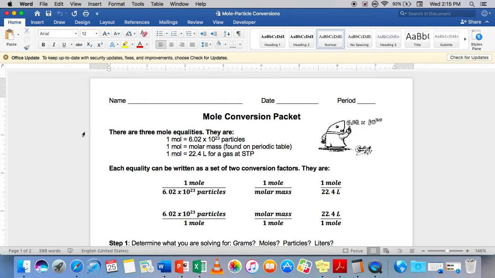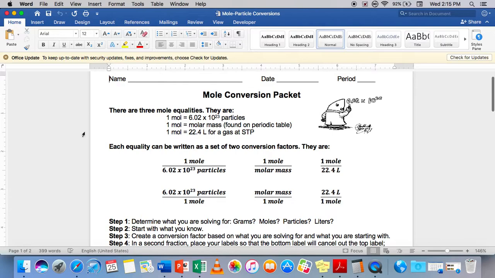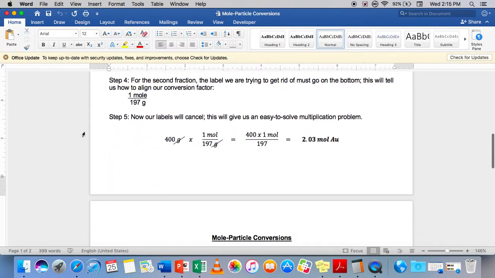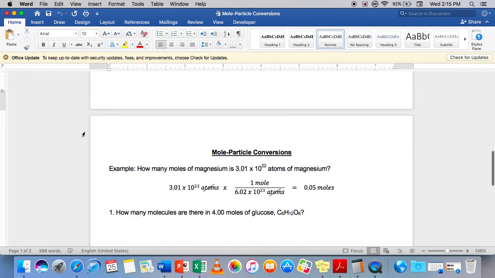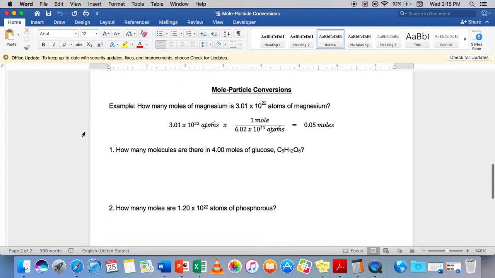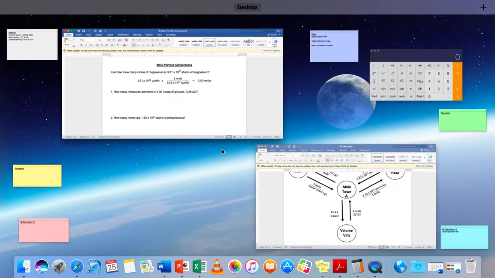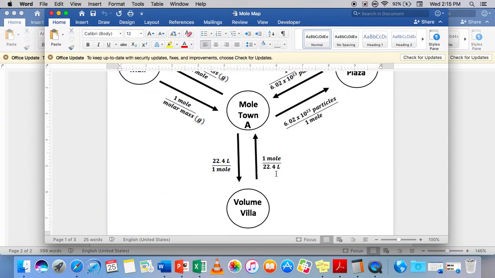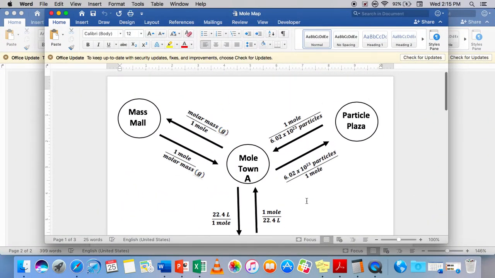Alright, in this video we are going to take a look at our mole particle conversions. For this you're going to need this worksheet, which again goes into the general overview, and then we're going to look at the second page for the mole particle conversions. You are also going to need your trusty mole map, which we can see here.